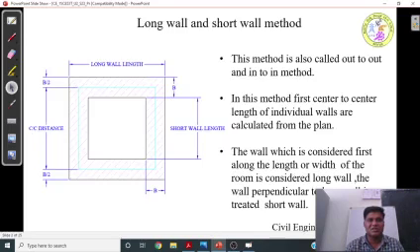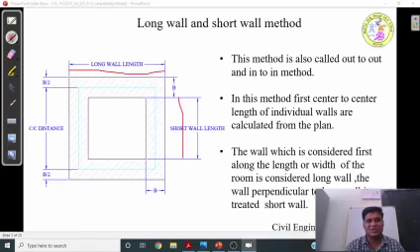So this is the long wall and short wall method which we had discussed in the last session. Long wall and short wall method is also called the out to out method. That is, I am going to consider the length from out to out, and the short wall distance is from in to in. That is, I am going to take the difference of the breadth from the total length in the y direction. These are the things which we discussed in the last class.